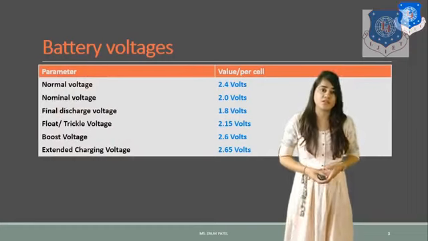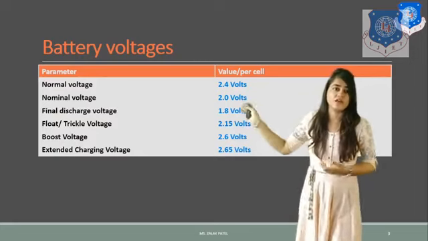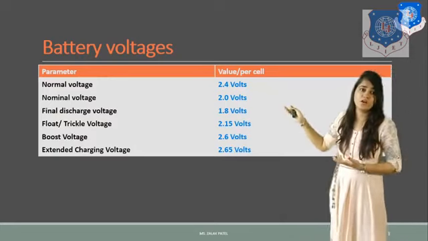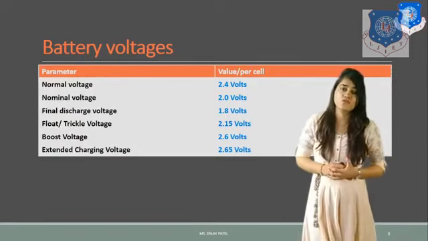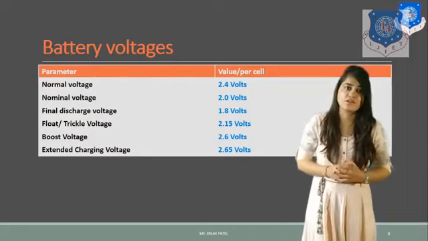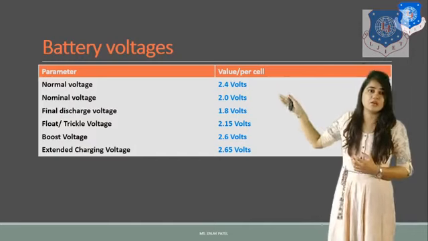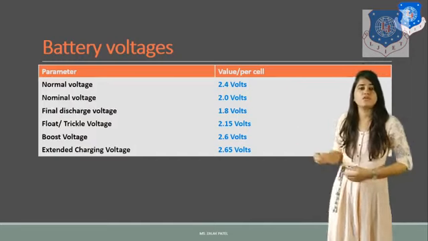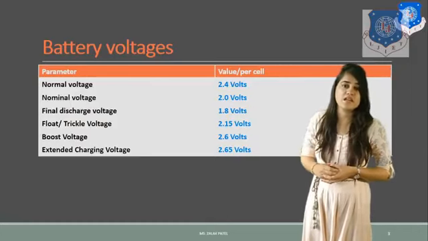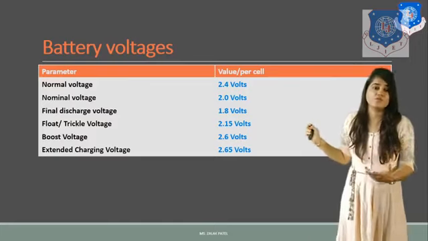Next is battery voltages. Here we divide the different parameters of battery voltages with their values. The normal voltage is 2.4 volt, the nominal voltage is 2 volt. You can use these values in examples. If in the example the battery voltage is mentioned as normal voltage and the value is not given, then you should remember these values. For normal voltage it is 2.4, for nominal it is 2 volt, and for the final discharge voltage it is 1.8 volt. These are the ideal values for batteries operating in the UPS.